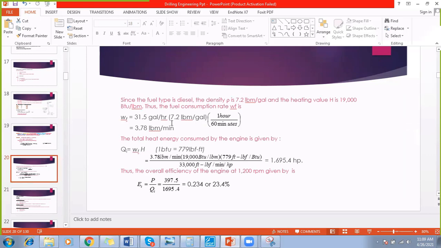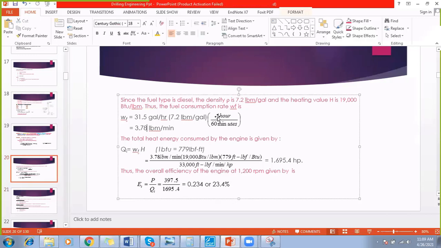It can be a typo. Let me check. 1.5 divided by 7.2. Okay, it is actually 4. Have you divided with 60 as well? Yes sir. So what's your answer? Sir, it is 0.0729. Okay, let me check. Wait.